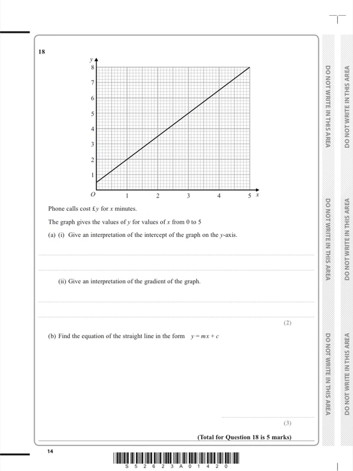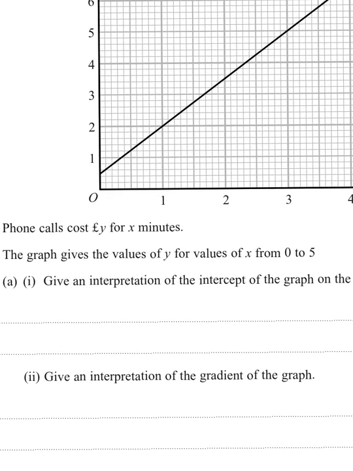Question 18. It says that phone calls cost Y pounds for X minutes, and you've got a graph given here, and we've got to look at this graph, and firstly for part A, part I, we have to give an interpretation of the intercept. So let's zoom in on that a little bit. So it looks as here, when the x-axis is 0, i.e. when there's no minutes used, there seems to be a cost here of, in terms of pounds, £0.50. So we could say 50p. So that seems to be a standard fixed charge. So I would say that as a fixed charge.